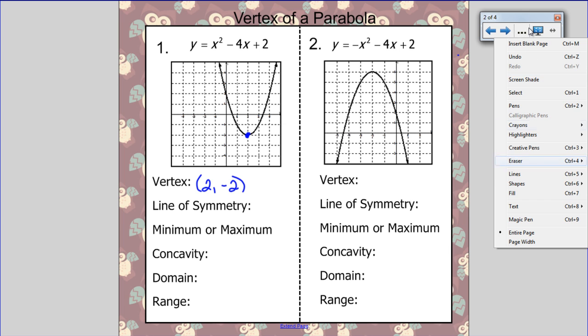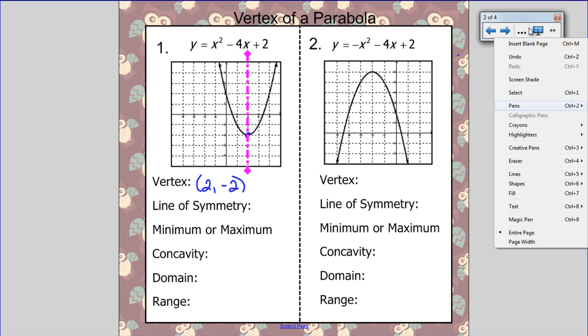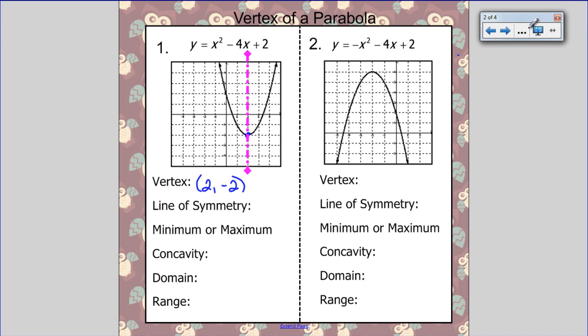My line of symmetry, remember, goes right through the center of that parabola. It cuts it in half, and so it actually goes directly through the vertex. And so my line of symmetry for that graph is going to be this line, and since it's a vertical line, it's going to be x equals, and since it goes right through my vertex, it's just going to be the x coordinate of my vertex, which in this case is x equals 2. That line is at the point where x equals 2. That's where it crosses through the x-axis.